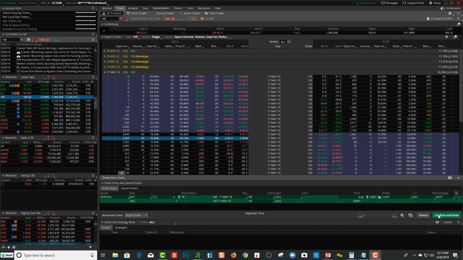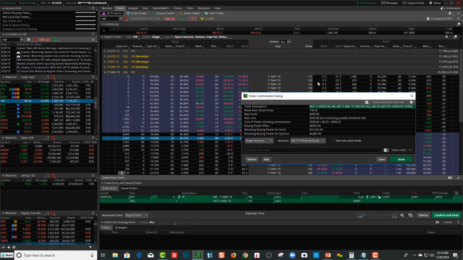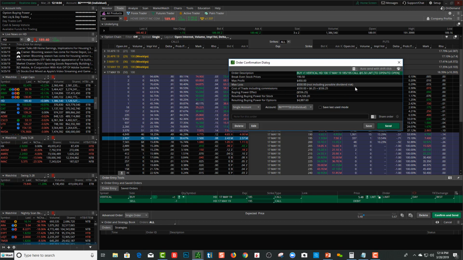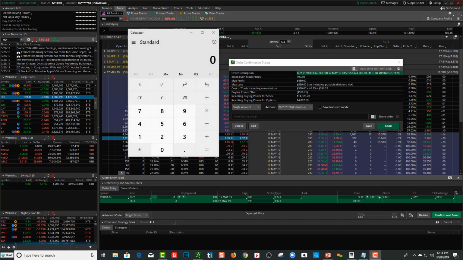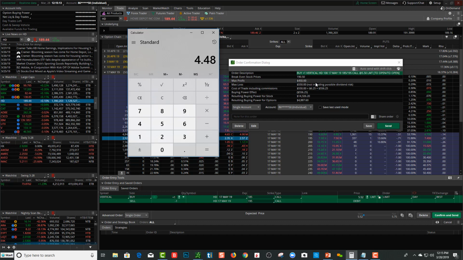So let's pull up the order confirmation box and go through the metrics here. You'll see here you're buying a vertical spread. And right here, your max profit is $450, which is the width of the strike prices, which is $10, minus the amount of the debit. So if you take 195 minus 185, that's $10. So you'll take $10 minus 5.52. Price changed a little bit. So your max profit would be about $450.